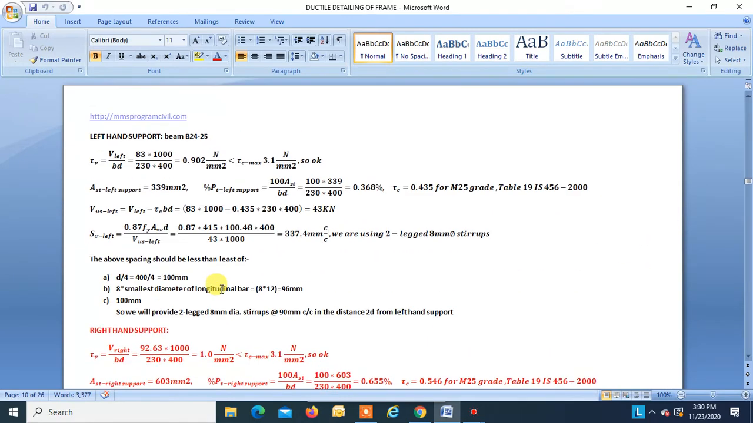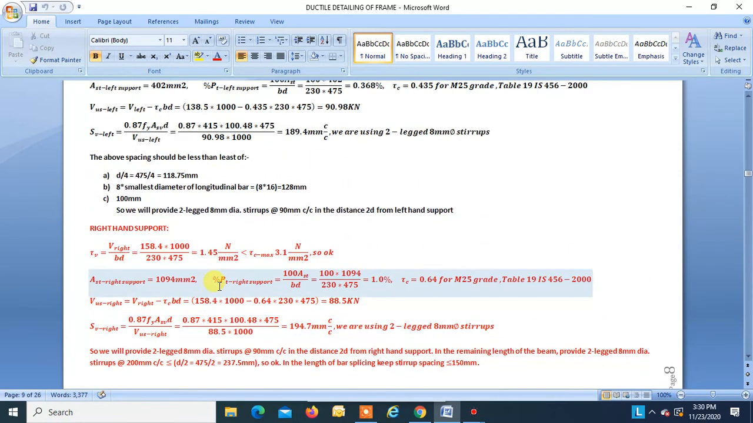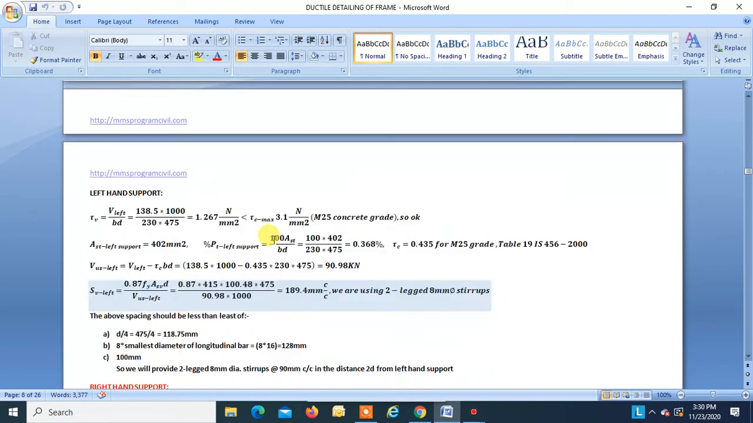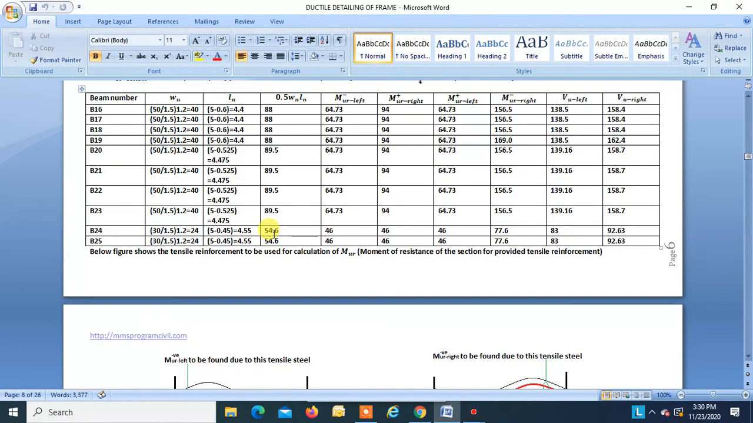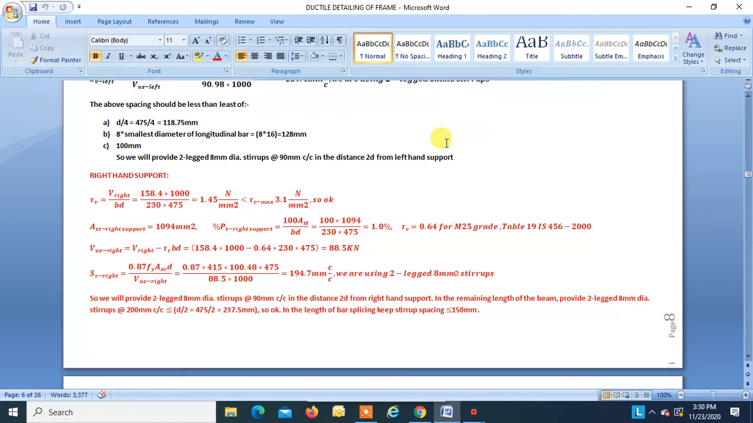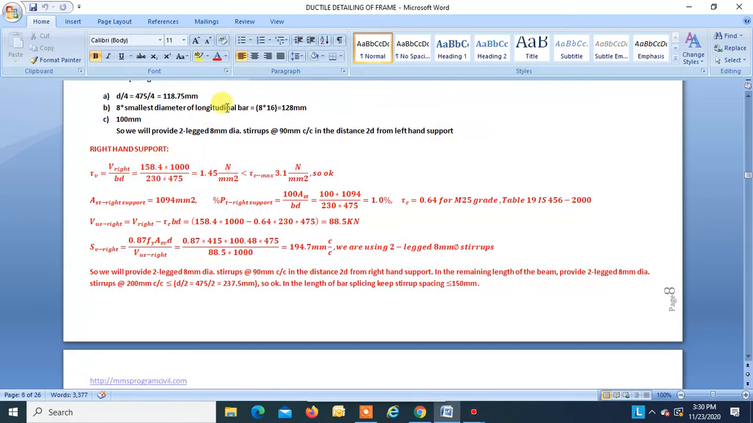Now coming to the right hand support, tau v is found by V right by BD. VU right is found to be 158.4. So 158.4 divided by BD is 1.45, which is less than tau c max 3.1. So it is okay.